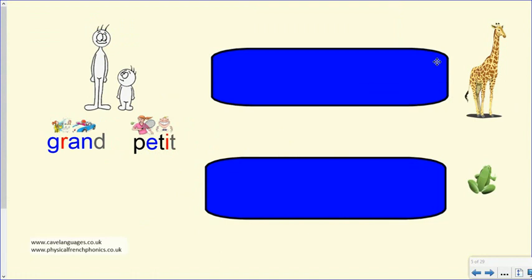Now you're going to describe the size of the animal. Do you remember these two words? Let's have a go at saying them. Grand, petit. Remember that E is the tennis player E because it's before one consonant. Grand, petit. Now where do size adjectives go in a French sentence? See if you can say it's a large animal before I show you.